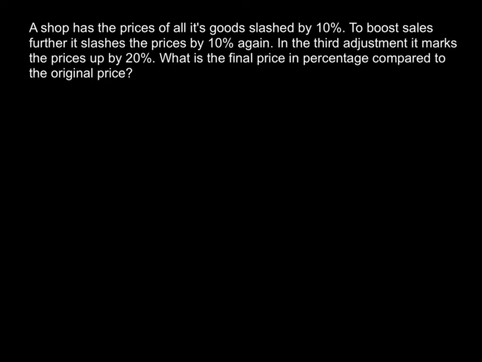And now for question 2. A shop has all the prices of all its goods slashed by 10%. To boost sales further, it slashes the prices by 10% again. In the third adjustment, it marks the prices up by 20%. What is the final price in percentage compared to the original price?